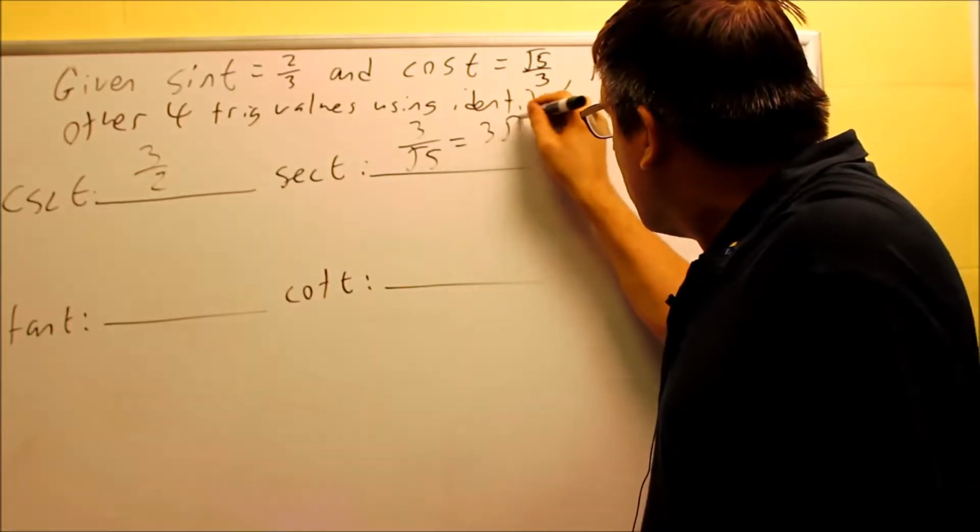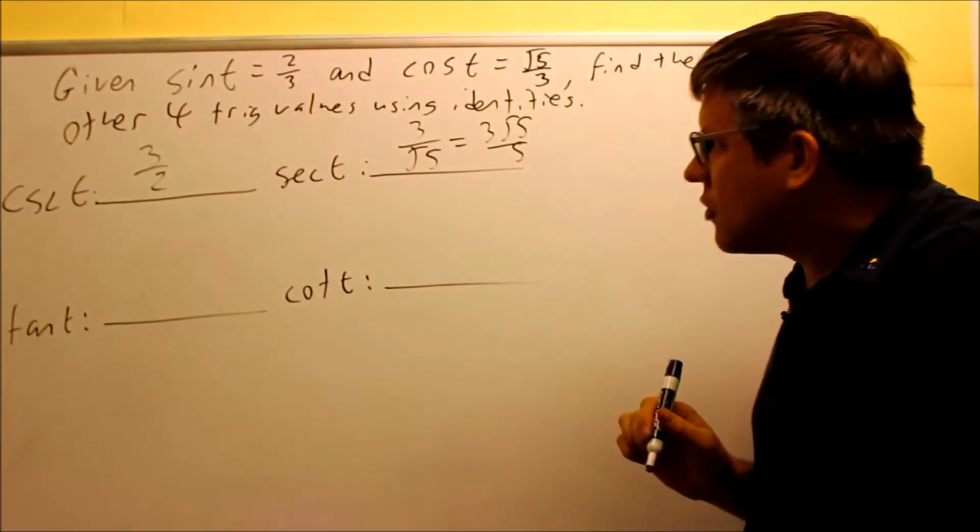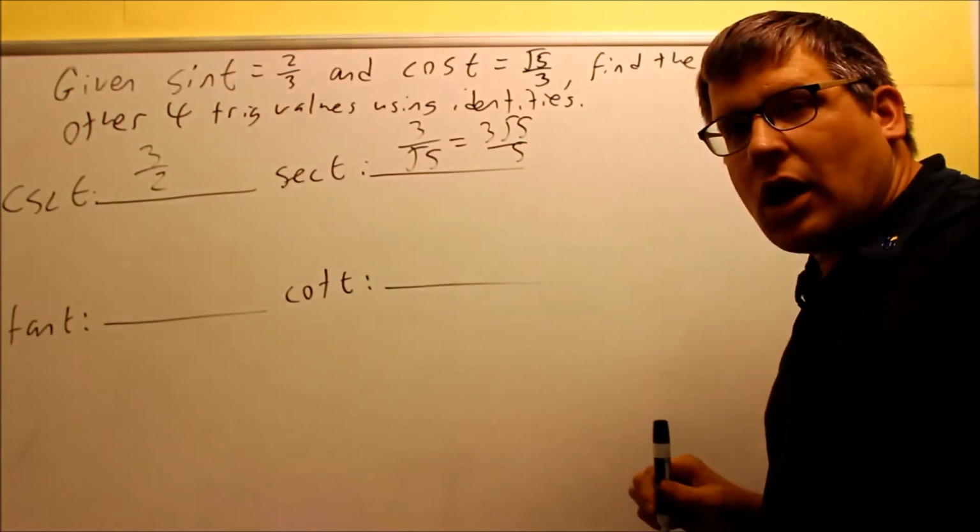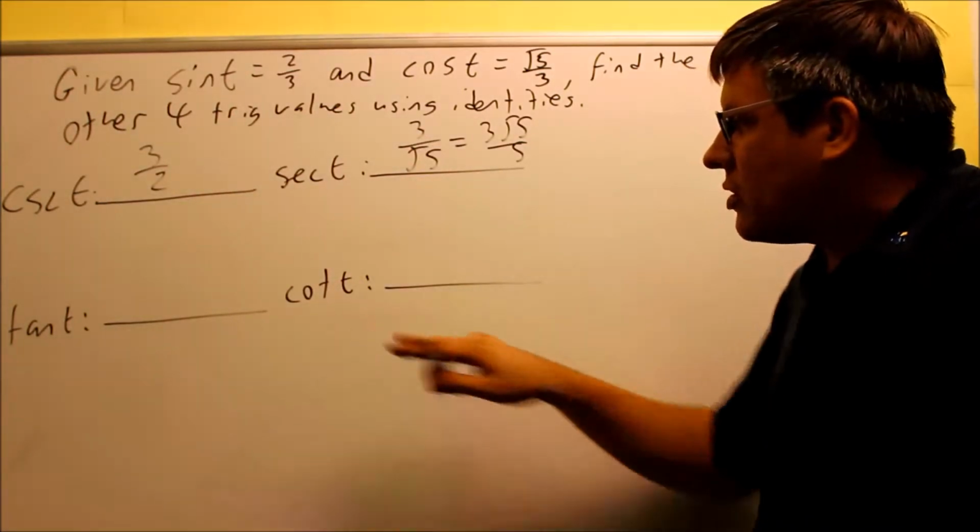So if I do 3 radical 5 over 5, that would be the answers for those. So now I have cosecant and I have secant. Okay, now I want to find tangent and cotangent.